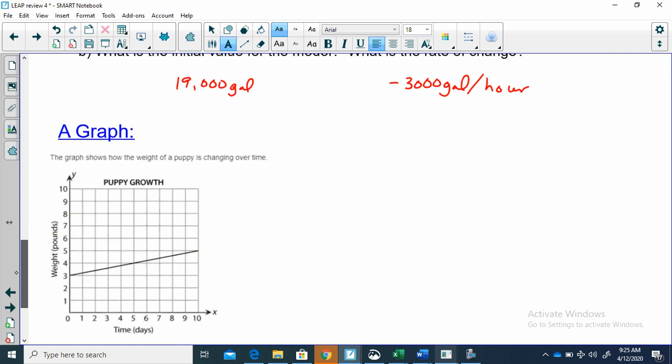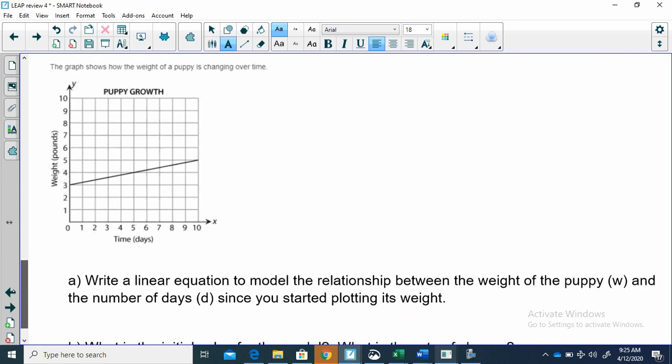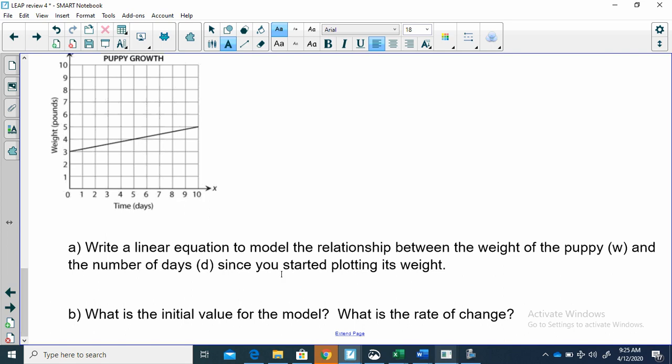Okay, now let's look down here. Let's do this from a graph. The graph shows how the weight of a puppy is changing over time. Write a linear equation to model the relationship between the weight of the puppy, W, and the number of days since she started plotting its weight. Well, on day 0, the puppy weighed 3 pounds. So let's start with our linear model. Y is equal to mx plus b.